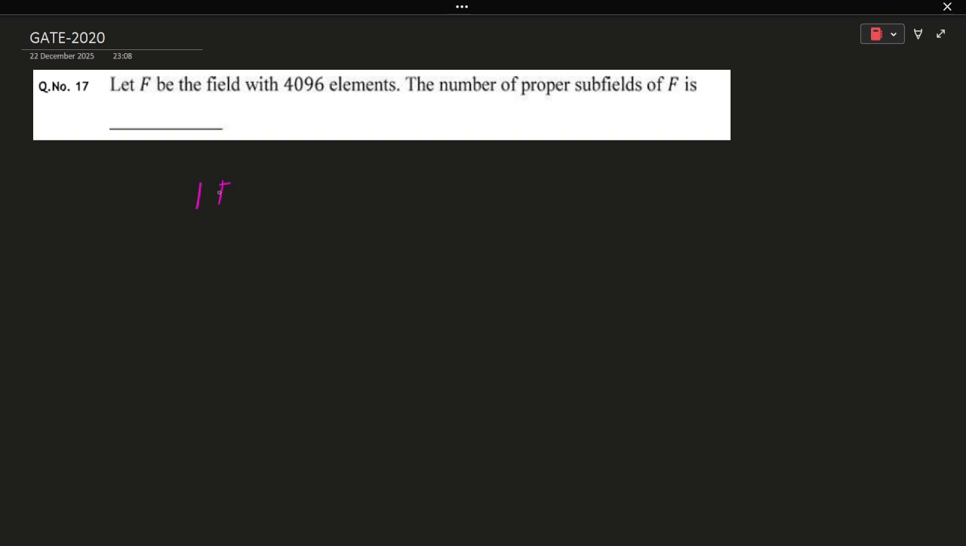फर्स्ट हमको नोट डाउन करना है F का जो फील्ड का एलिमेंट दे के रखा है, ये है 4096। हमको पता है कि द फील्ड 1 प्राइम का पावर में होता है। सो देखते हैं ये किसका पावर में होता है। इसके लिए हमको 4096 का प्राइम फैक्टराइजेशन करना पड़ेगा। सो प्राइम फैक्टराइजेशन करने पे हमको मिलता है 2 power 12, right?